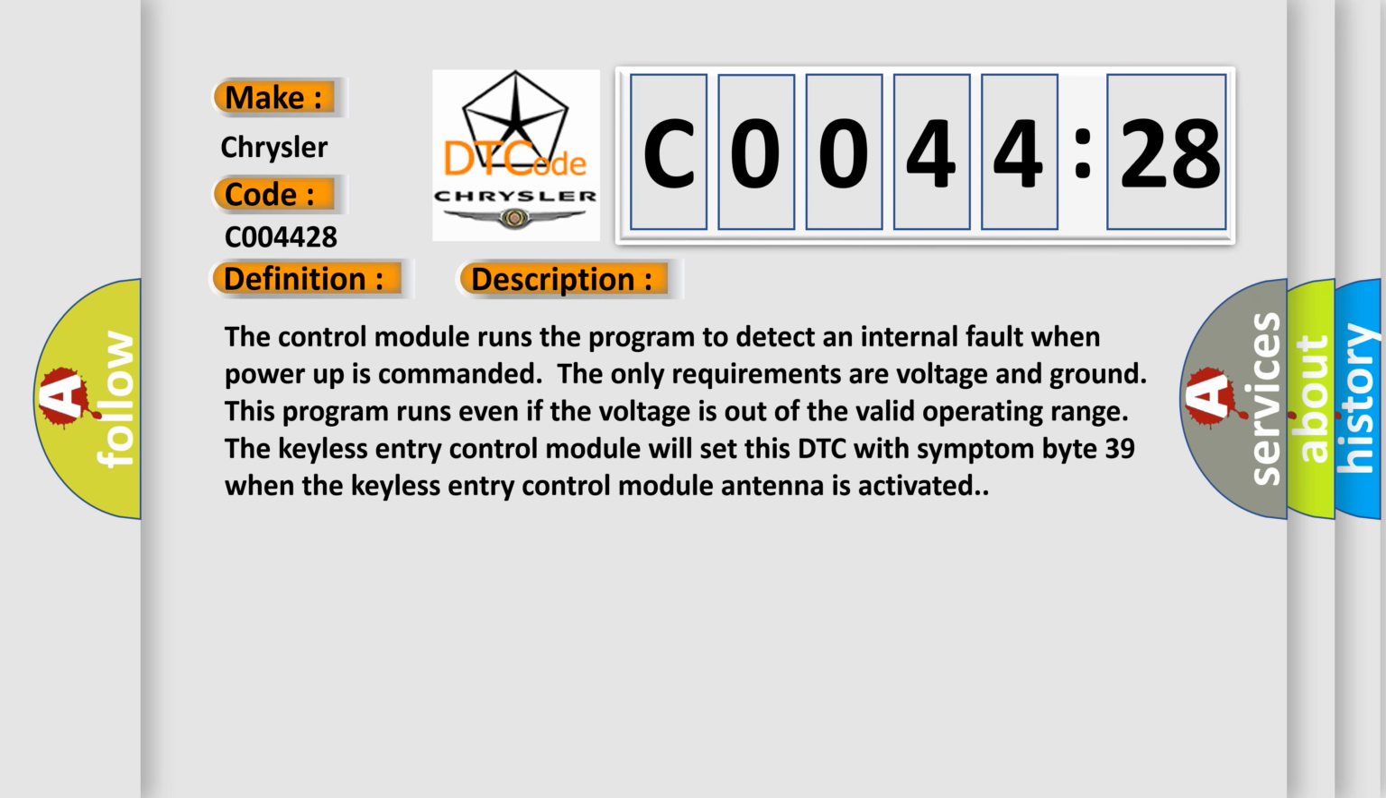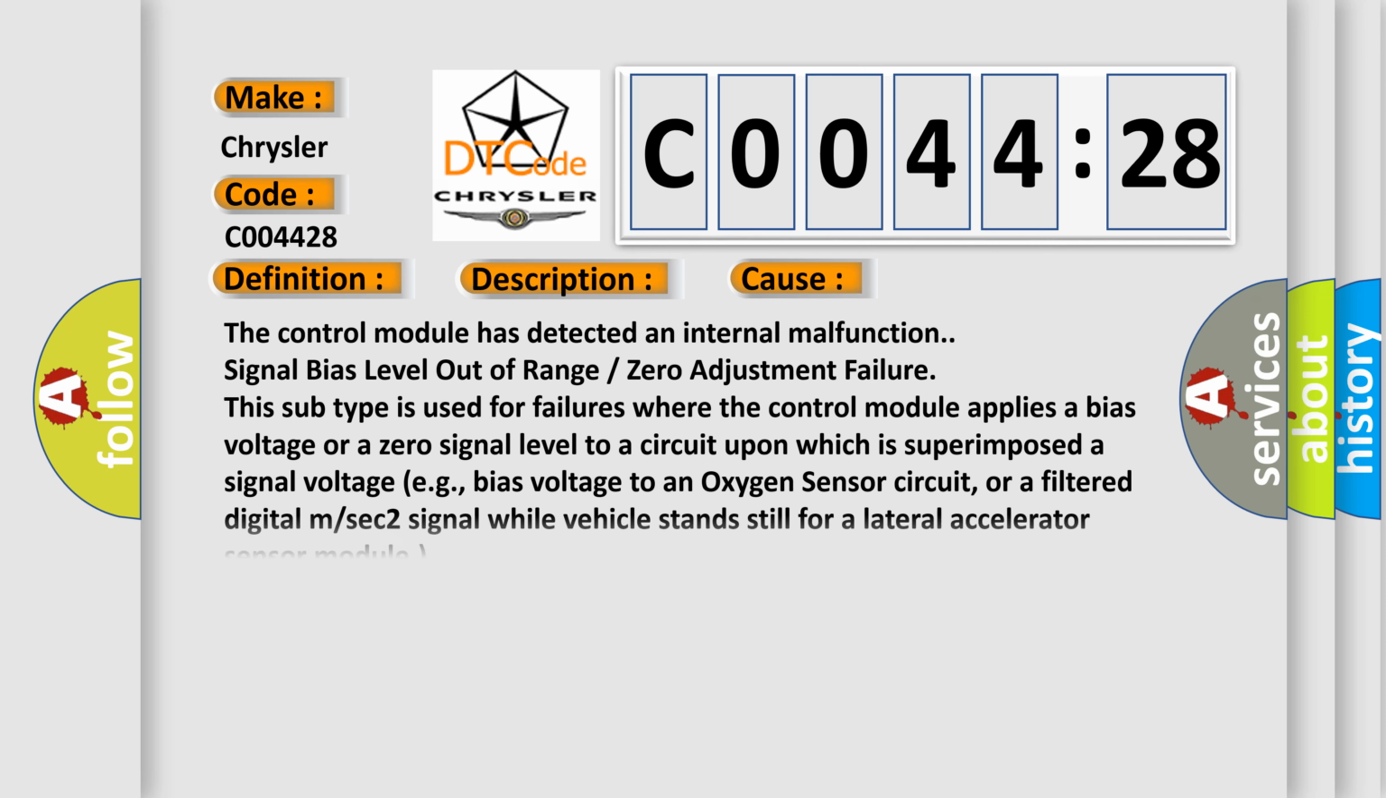The control module runs the program to detect an internal fault when power-up is commanded. The only requirements are voltage and ground. This program runs even if the voltage is out of the valid operating range. The keyless entry control module will set this DTC with symptom byte 39 when the keyless entry control module antenna is activated. This diagnostic error occurs most often in these cases.